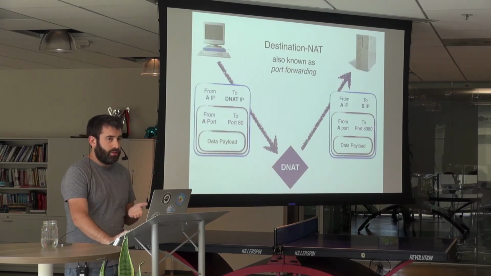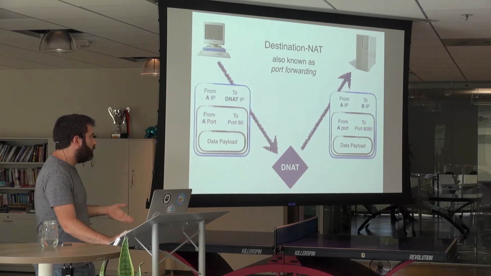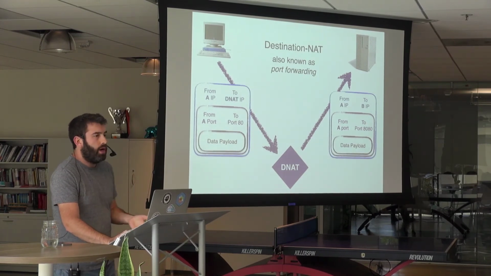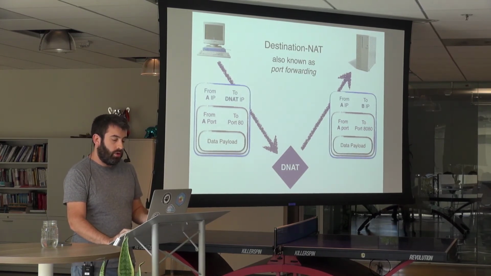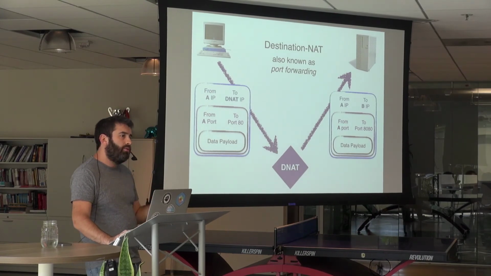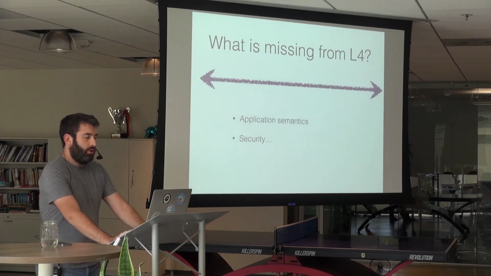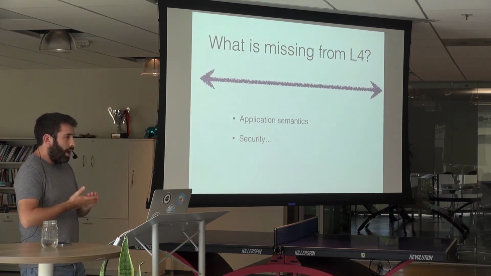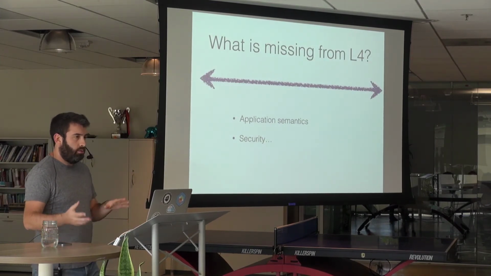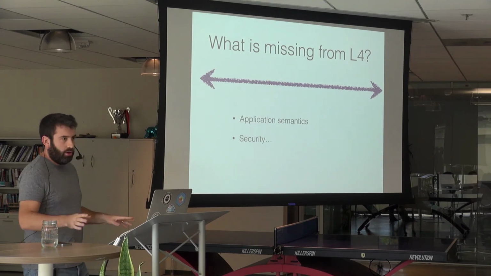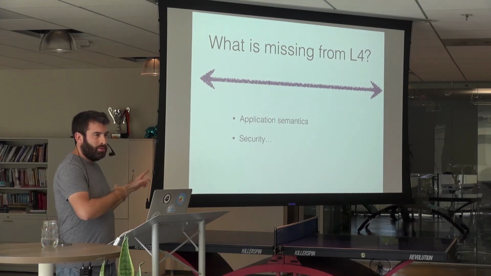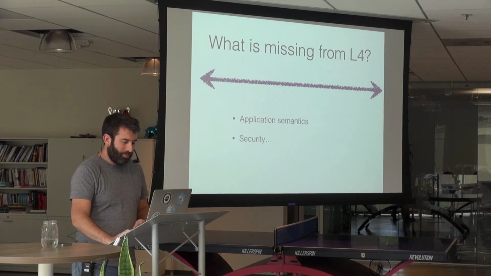The other kind of NAT is destination NAT, DNATing. It's also called port forwarding, and that's just when you rewrite the destination IP and/or port. This is used in CloudFoundry and Kubernetes, and we'll talk about this a little bit more later. So, things that are missing from layer 4. Not much, actually. Application semantics, like HTTP or whatever your application is, and then security. And this is the last time I'm going to talk about security at all in this talk.